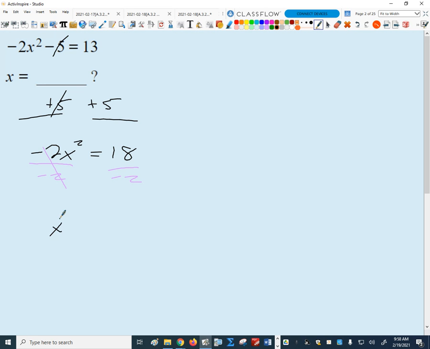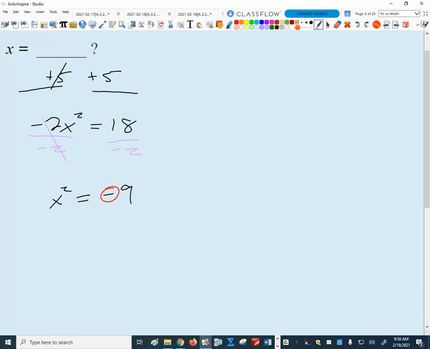And so I get x squared equals negative 9, and now I'm stuck, right? This is where we kind of left off last time. I'm taking the square root of a negative number, and so I'm not going to get a real answer, right? You can't. That's one of our rules for real numbers: I can't take a square root of a negative number and get a real result. So I get plus or minus the square root of negative 9.